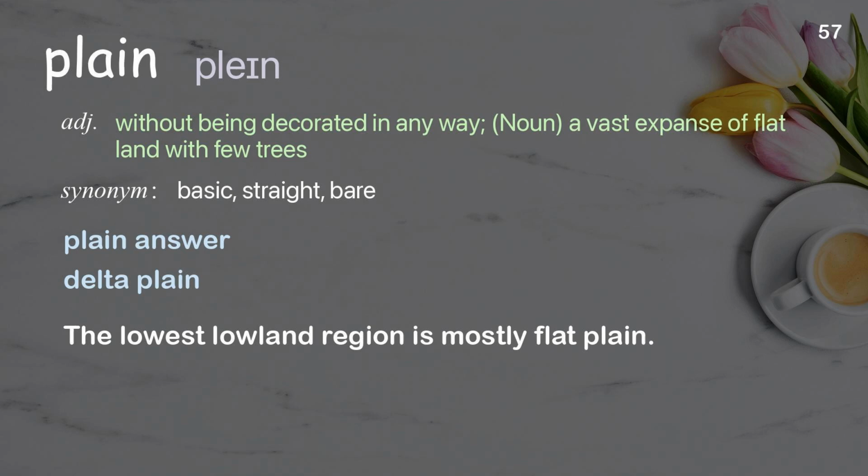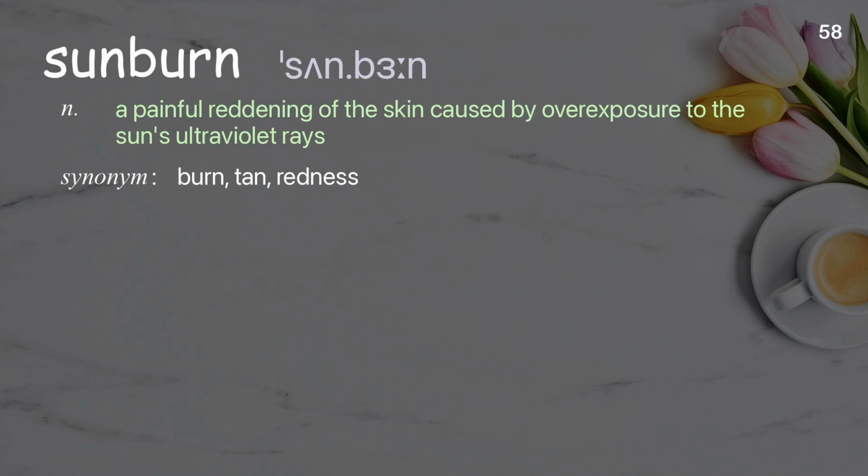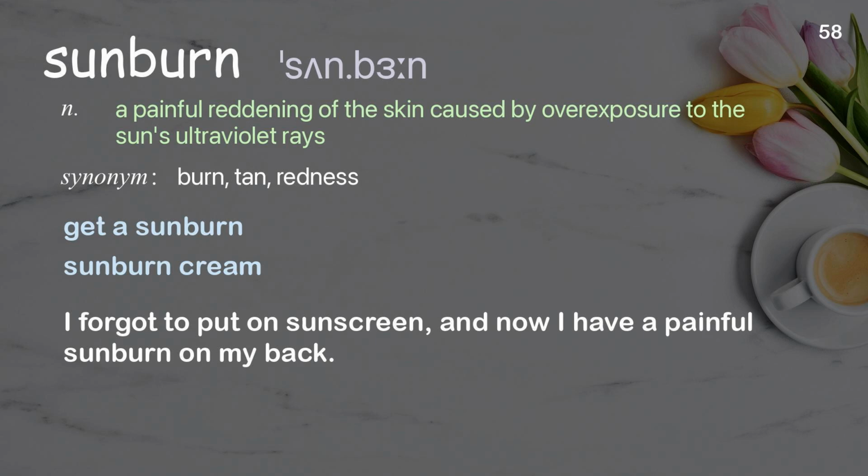Sunburn: a painful reddening of the skin caused by overexposure to the sun's ultraviolet rays. Examples: get a sunburn, sunburn cream. I forgot to put on sunscreen, and now I have a painful sunburn on my back.